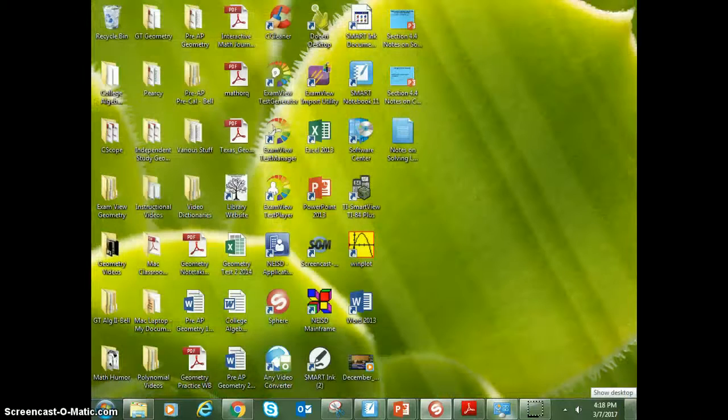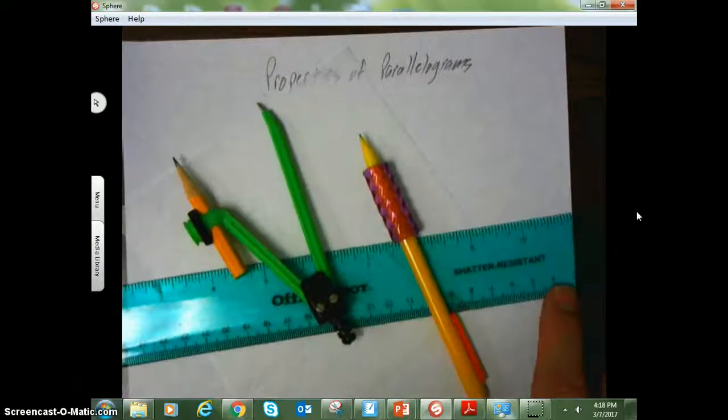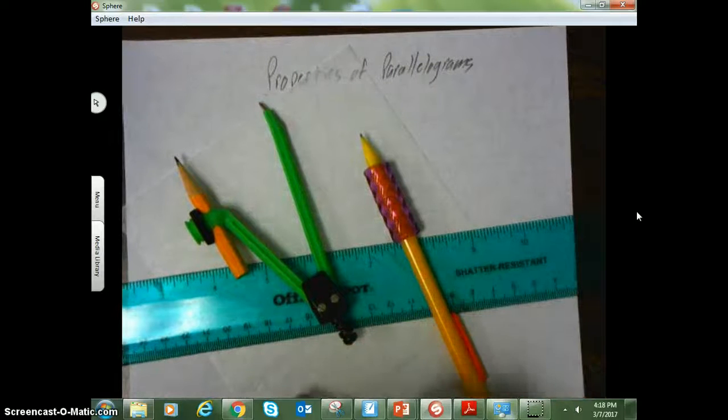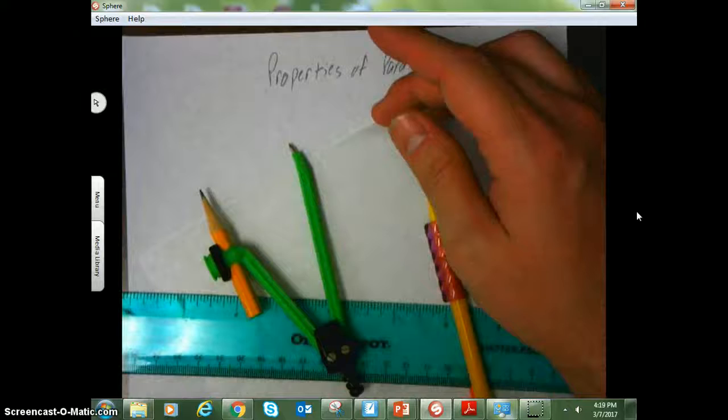Hey everybody, Mr. Piercy here, and what we're going to be looking at today is how we identify some properties of parallelograms. If you're going to follow along with the investigation that we're going to be performing today, you'll need some blank notebook paper or just blank printer paper, whatever you have handy, something to make a straight edge with, a compass and a pencil, and preferably a piece of tracing paper or patty paper.